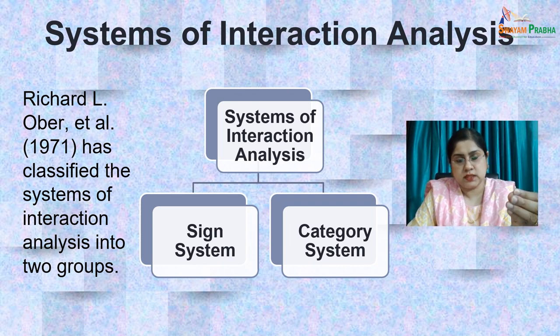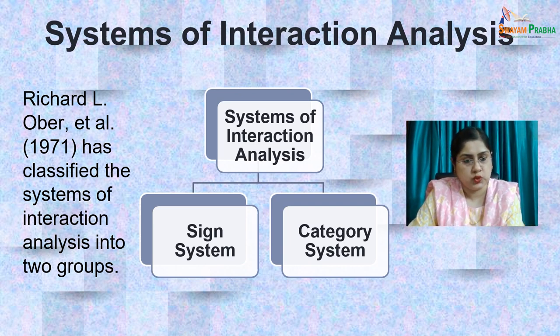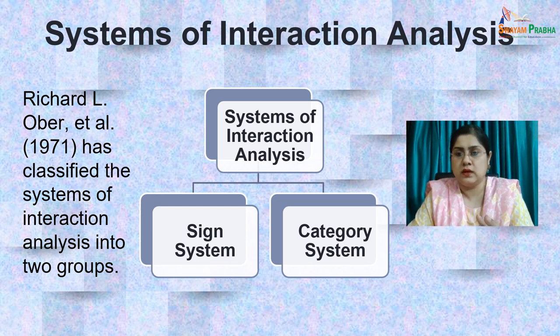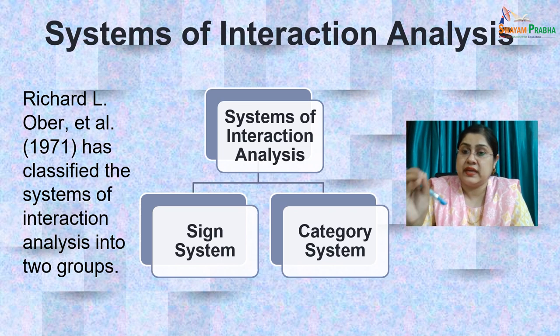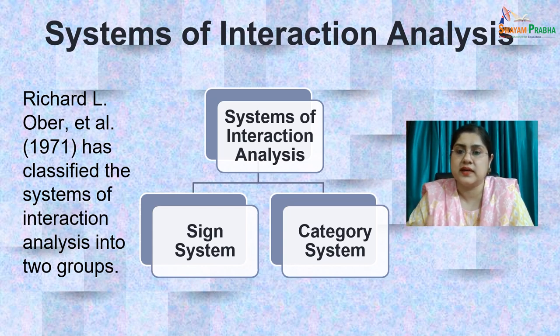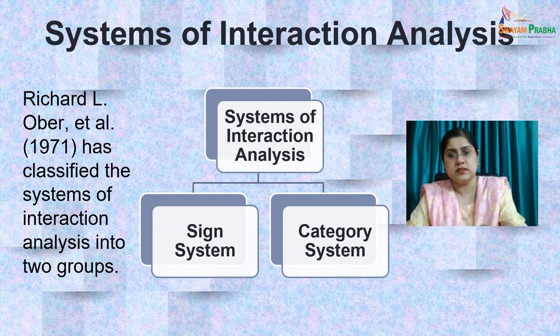The first type of the group is the sign system, and the sign system comprises a list of behaviors. In this system, basically the observer simply checks or marks in some way each behavior that occurs during a given period of time. This is regardless of the frequency of its occurrence. The behavior is marked only once during the observation period. So this one is the sign system.